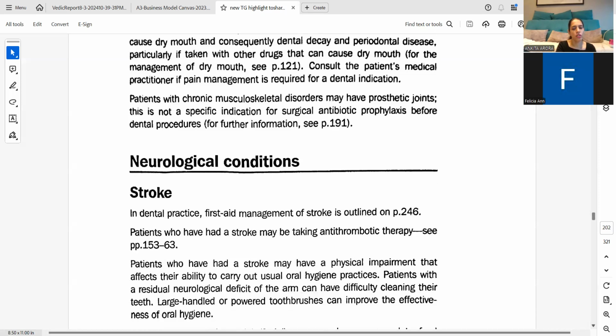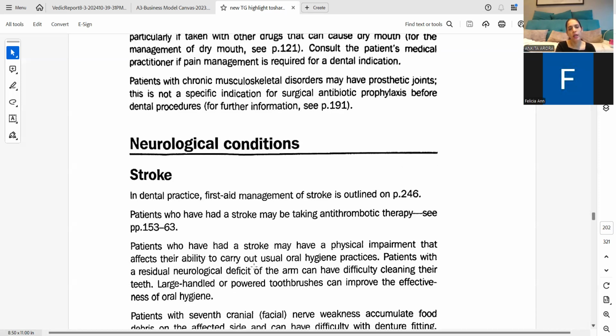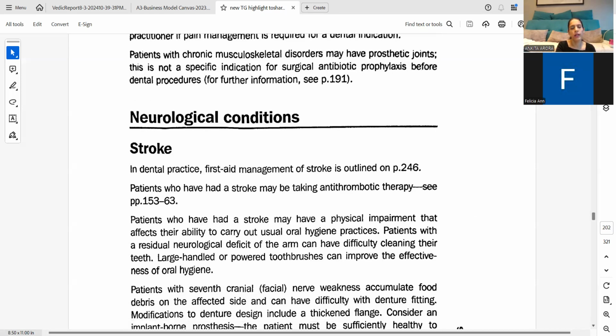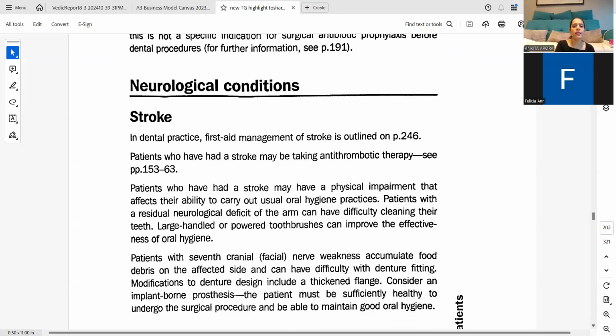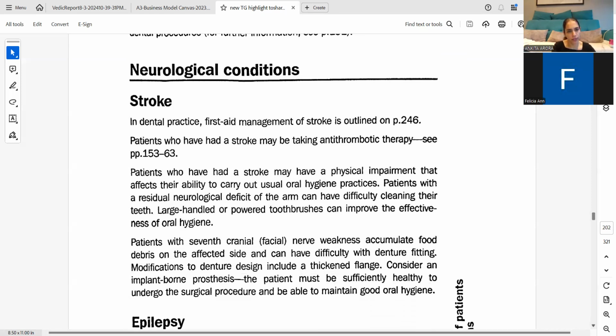Then we have neurological conditions, stroke. In dental practice, first aid management of stroke is outlined ahead. Patients who have had a stroke may be taking antithrombotic therapy. They may have a physical impairment that affects their ability to carry out usual oral hygiene practices, and patients with residual neurologic deficit of the arm can have difficulty cleaning their teeth.